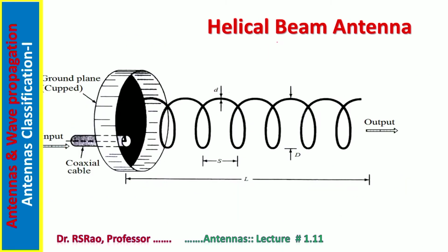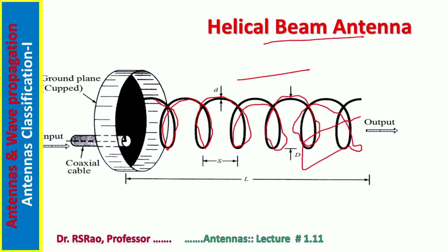Another example of a wire antenna is a helical beam antenna. You can see here a wire wound in the form of a helix, a helical coil. It radiates. It is an antenna. Input is given here. Output comes out of here. The radiator here is a wire. That is why it is a wire antenna.